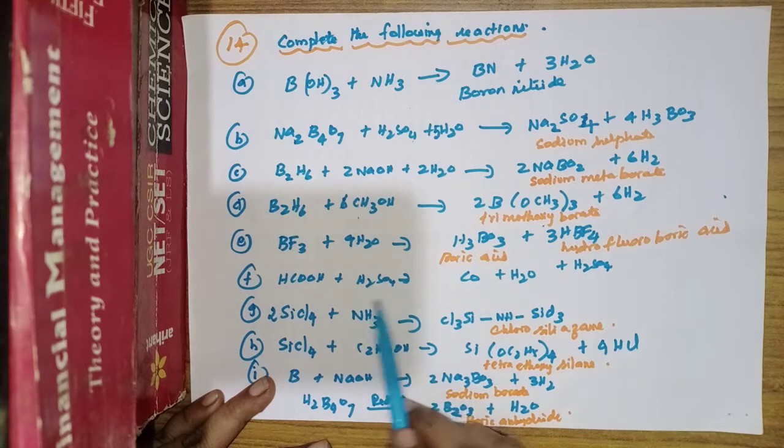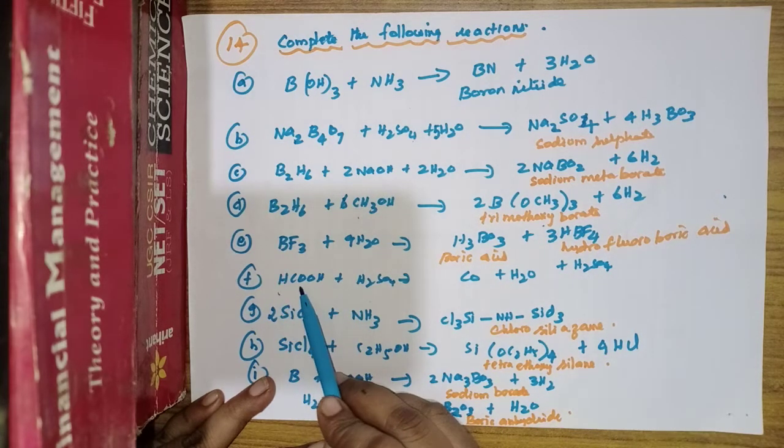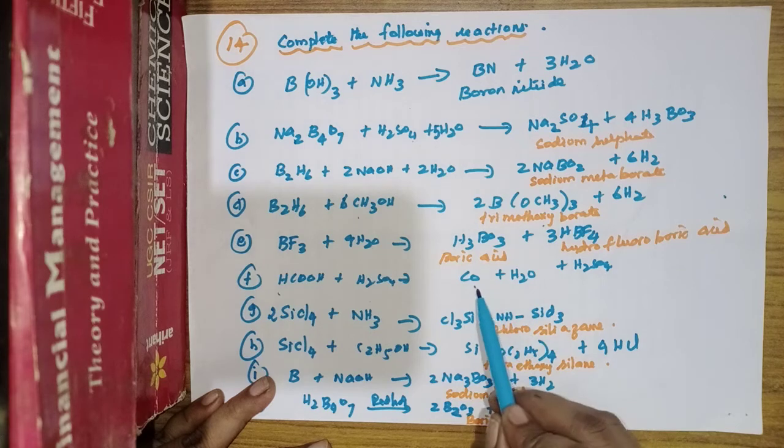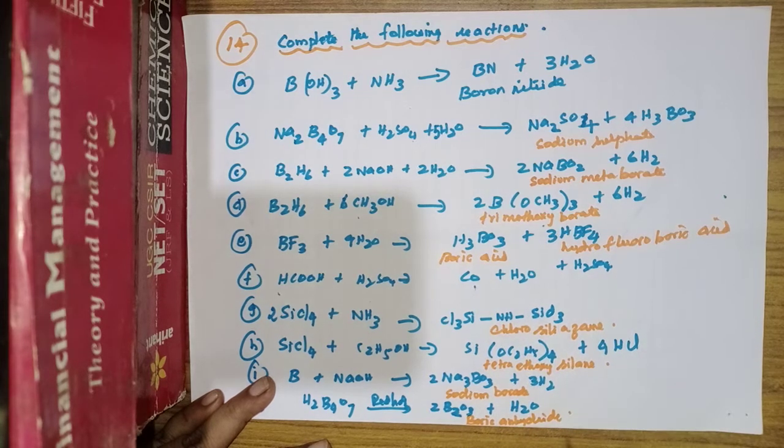Now formic acid, or methanoic acid, reacts with sulfuric acid. Sulfuric acid acts as a dehydrating agent. It removes the water molecules. If you remove the water molecule, H2O, the remaining is carbon monoxide. The products are carbon monoxide, water and H2SO4.